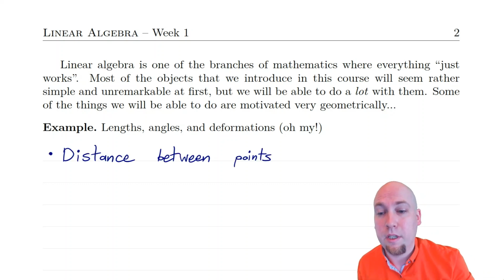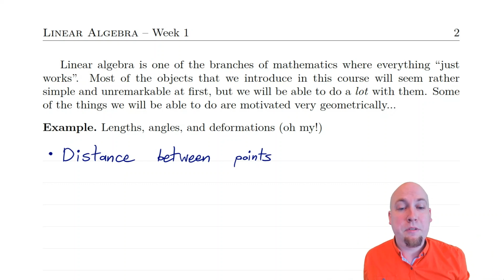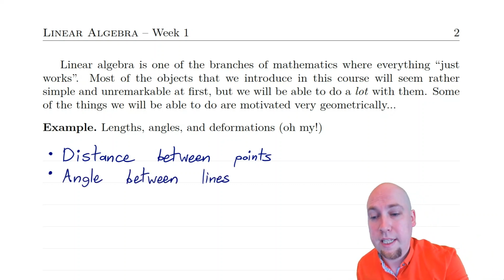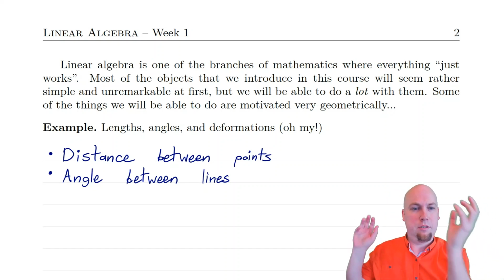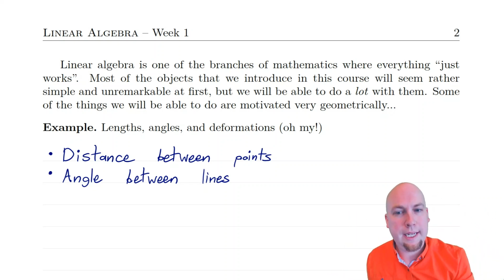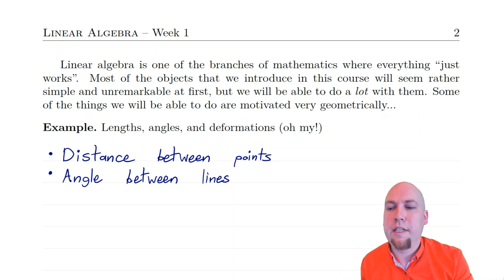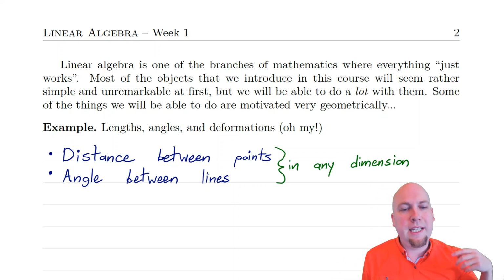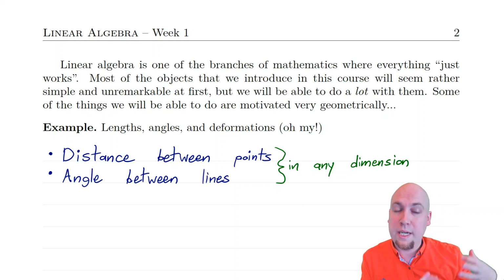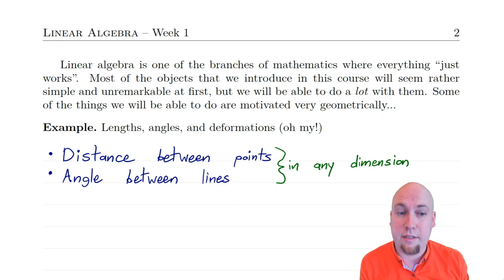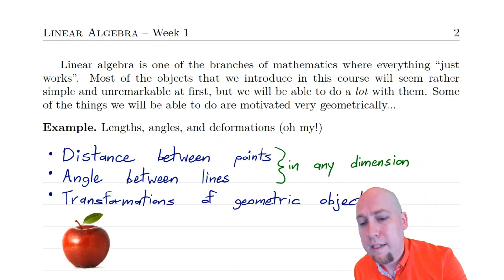For example, linear algebra lets us compute distances between points, and it also lets us compute angles between lines. Neither of those things should seem particularly revolutionary. You hopefully know how to do both of those things already from back when you learned the Pythagorean theorem and trig. But the nice thing about linear algebra is it gives a common framework for doing these things in any dimension. And in a lot of cases, it lets us avoid trigonometry altogether. What else can we do with linear algebra?